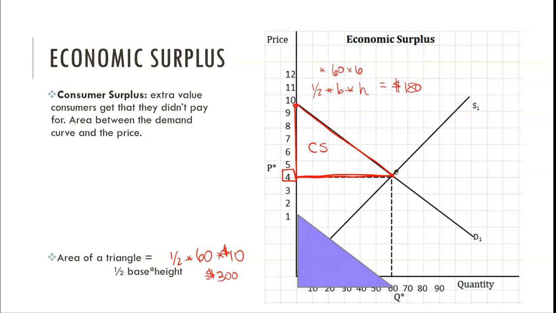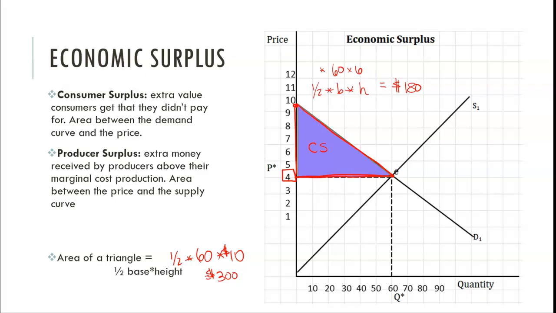We could do the same thing for producer surplus. It's going to be the extra money received by the producers above their marginal cost of production. So it's going to be the area between the price and the supply curve. So we're going to start at the price. This is going to be the top of our triangle. For the base, it's still going to be 60. Whenever we're at market equilibrium, the base will be the same for both producer and consumer surplus. And in this case, the height is going to be 4 all the way down to the origin, which is going to be 0. Okay, so our height is going to be 4.